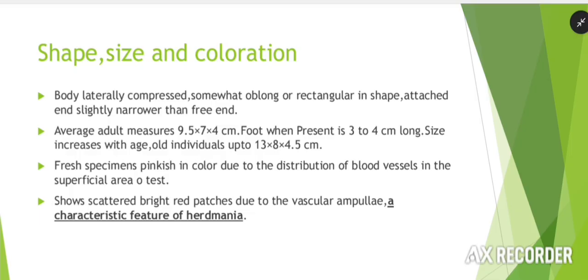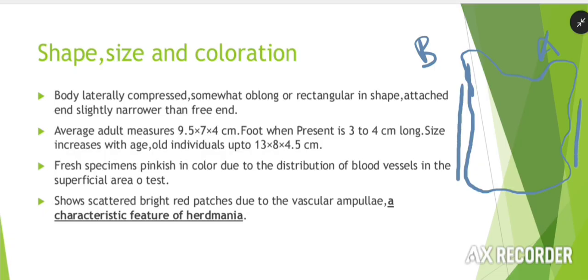Okay, so let's see here. Herdmania is something like this in shape, with the branchial and atrial siphon. Okay, so body is laterally compressed. Laterally compressed means compressed from the side. Suppose these are the sides; if we push these two sides towards the inner side, then it will become laterally compressed. So it is a laterally compressed body, somewhat oblong or rectangular in shape.